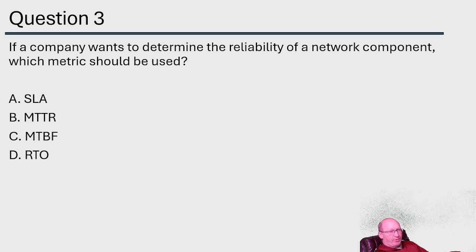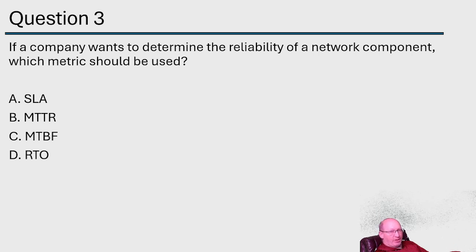If a company wants to determine the reliability of a network component, which metric should be used? What about SLA? I think we know that that's a service level agreement. Not going to be what we're looking for here. Then we have MTTR, mean time to repair. Not going to be what we're looking for here. That means it's either MTBF or RTO. Which one do you want? I'll give you about 5 seconds. Take a second guess at it.